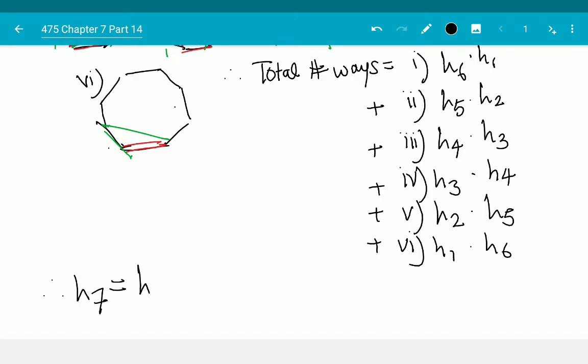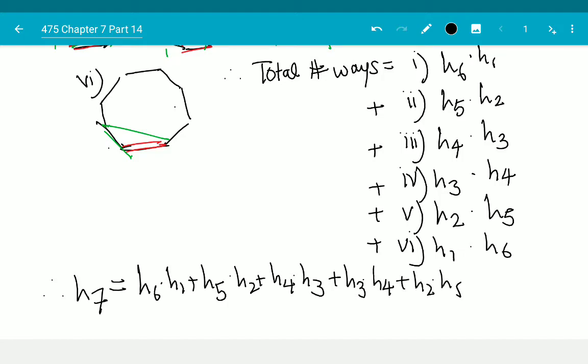h of 8 is equal to h of 6 into h of 1 plus h of 5 into h of 2 plus h of 4 into h of 3 plus h of 3 into h of 4 plus h of 2 into h of 5, h of 1 into h of 6.